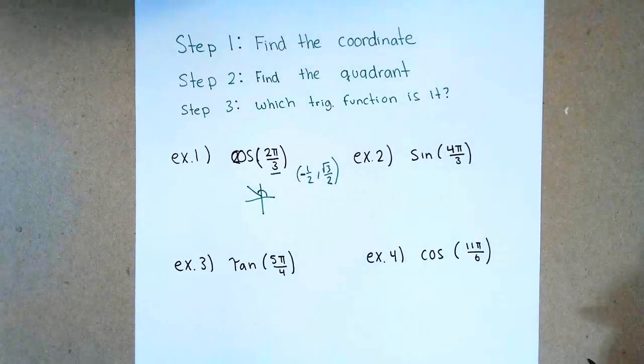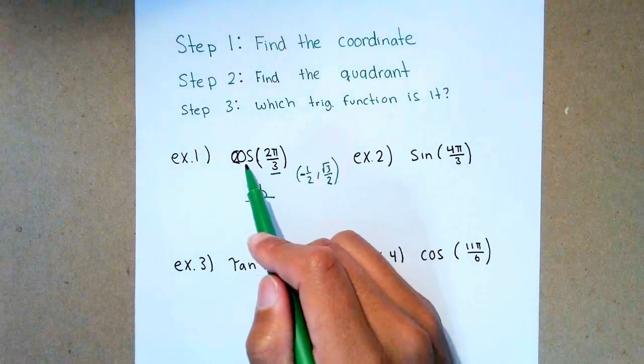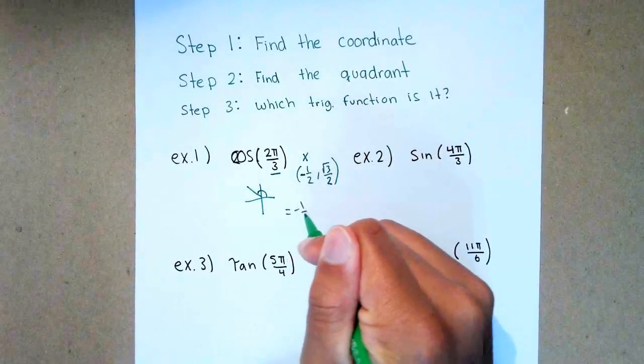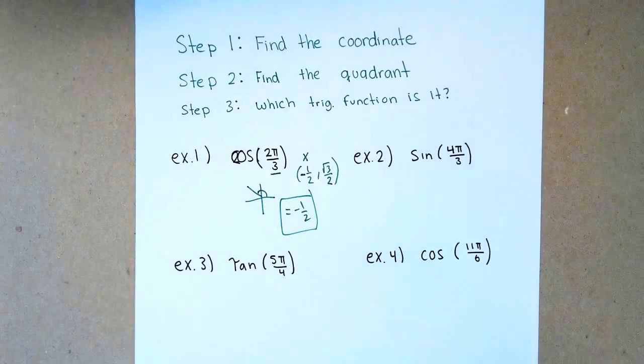So now I know my negative goes to my x. And the last step is, which function is it? Is it x? Is it y? Is it sine? Etc. Cosine, remember, cosine goes with x. So all I care about is the x. So my answer to this is -1/2. And it's just 3 steps that you have to follow.